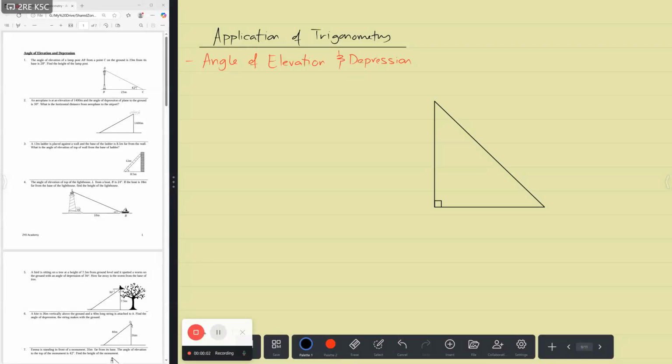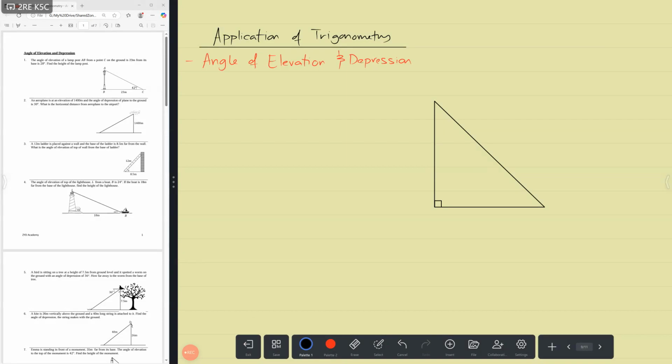Hi, welcome back to our tutorial on application of trigonometry. Just to let you know, the application of trigo is basically how you use your SOH CAH TOA, your Pythagoras theorem, sine rule, and cosine rule in real life scenarios.